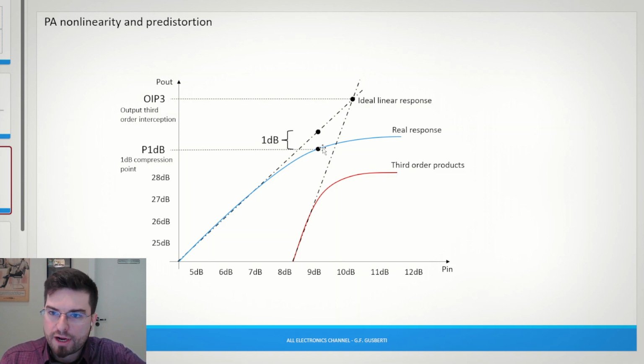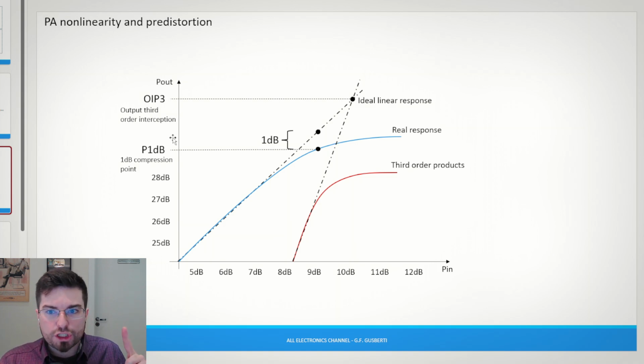If we try to operate the amplifier in this region here, after the 1 dB compression point, we are going to have a lot of distortion. If we try to back off, if we operate in this region here, we'll be very linear, but we're going to decrease our efficiency, as you're going to see. So the 1 dB compression point is a very good figure to understand the maximum power we can take from an amplifier without too much distortion.